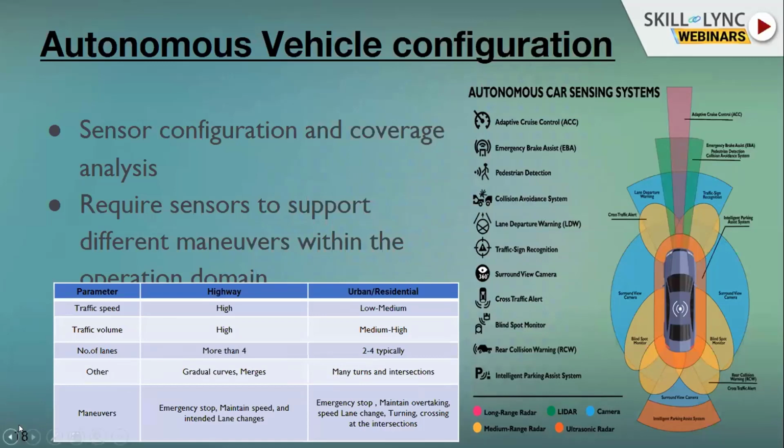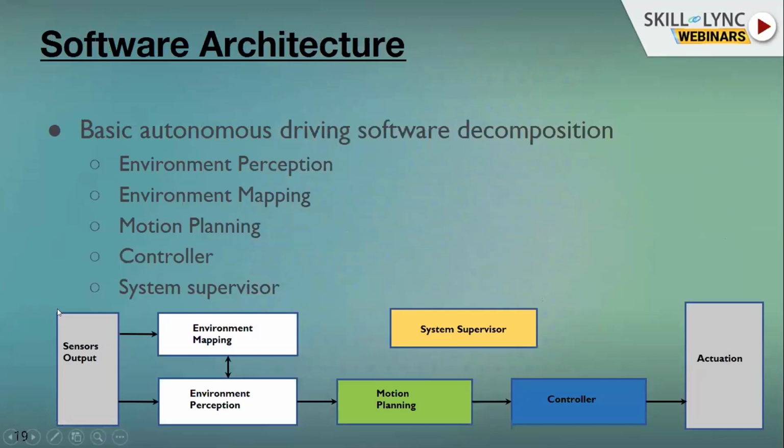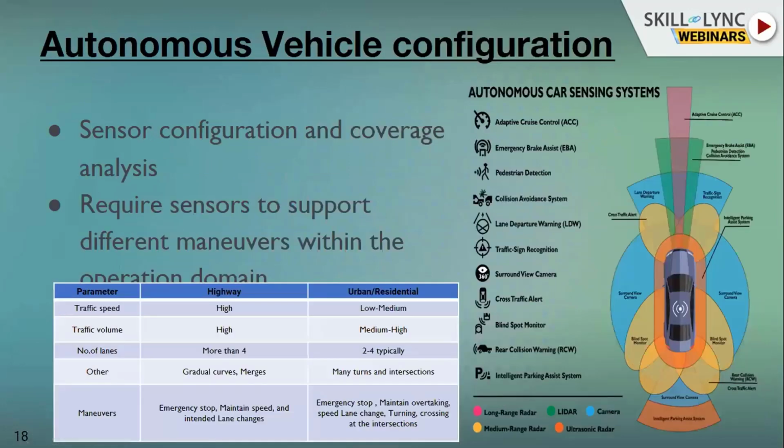On the maneuver side, what types of maneuvers are required in highway driving and urban driving? In highway, kinds such as emergency stop, maintain speed, and intended lane changes. In urban, we have emergency stop, maintaining speed, overtaking, lane change, turning, and crossing at intersections. In order to satisfy these maneuvers, we have to select the sensors. We need to assess this use case, and then we need to check it.